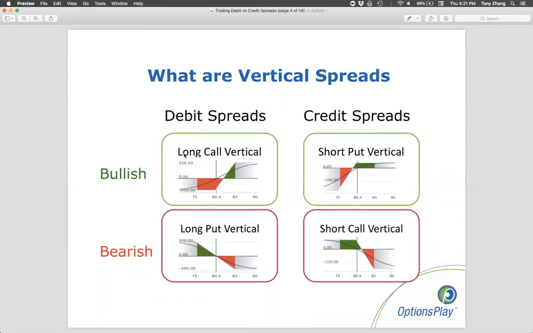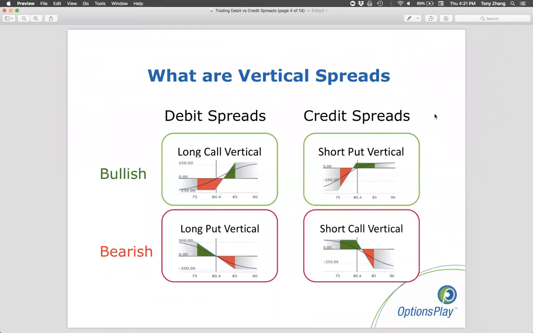So if you're trading a debit spread, it's a long call vertical, a bearish spread is a long put vertical, and the credit spread is basically the exact opposite. The bullish trade is actually the short put vertical, and the bearish trade is actually the short call vertical. This might be a little confusing, but we're actually going to talk in the next slide about how each one of these is constructed. But effectively, a debit spread is a trade that requires a debit to enter the trade and a credit to exit the trade, and credit spreads are the exact opposite. You get a credit to enter the trade, and you have to pay a debit to exit the trade.